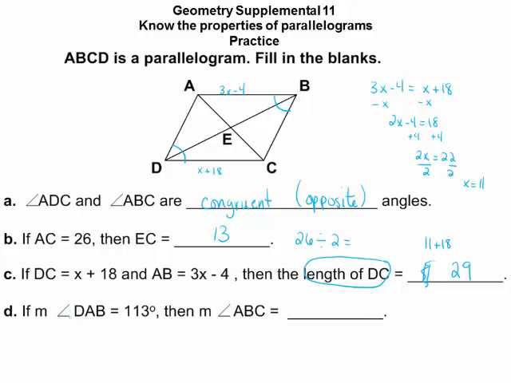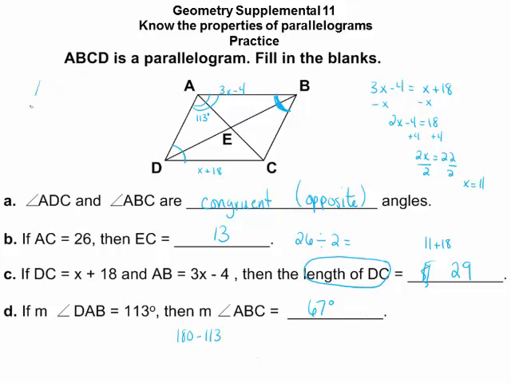Okay, on this one, DAB, that's this angle right here, is 113. What is ABC? I know, no, ABC, this angle here. Okay, so what do I know about these two angles? They're not congruent because they're next to each other. They're going to add up to 180. So I'm going to do 180 minus 113. And so 180 minus 110 is 70, minus 3 will give me 67.